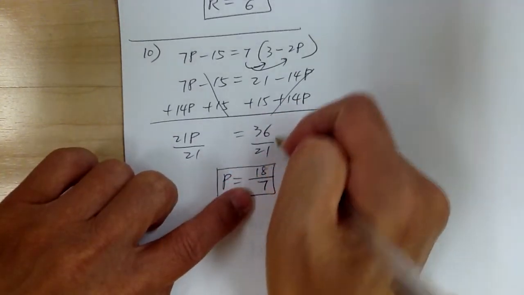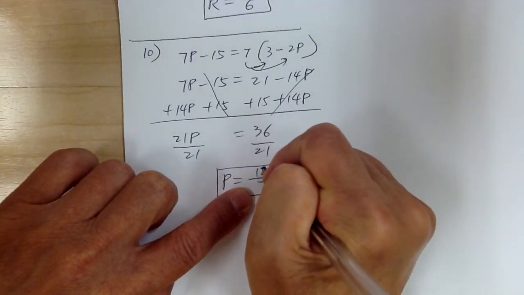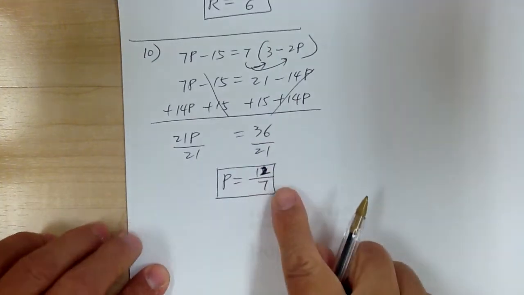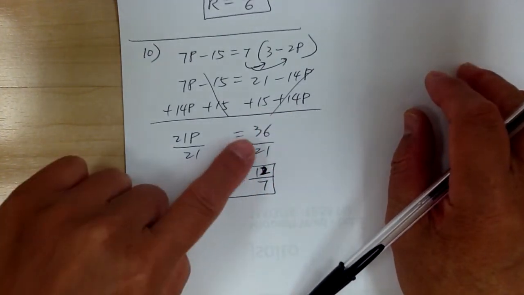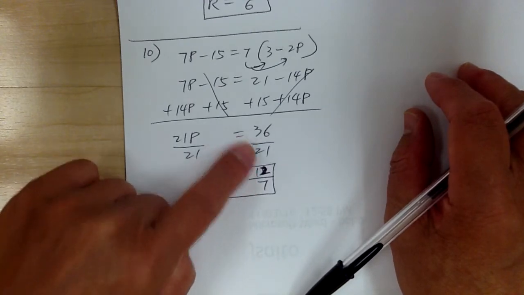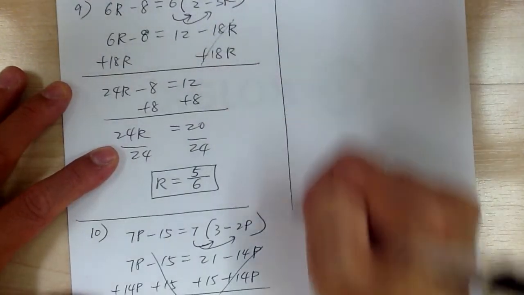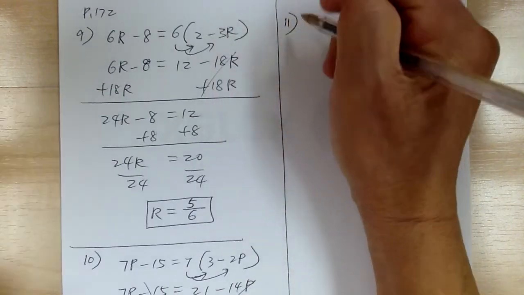Oh, wait, this is 12. Divide by 3. Divide by 3. This is 12. Yeah. So divide by 3. So be careful. Okay. Watch out for careless mistakes. Right. Again, divisible by 3. So you get 12 over 7. Okay. Let's go to 11.